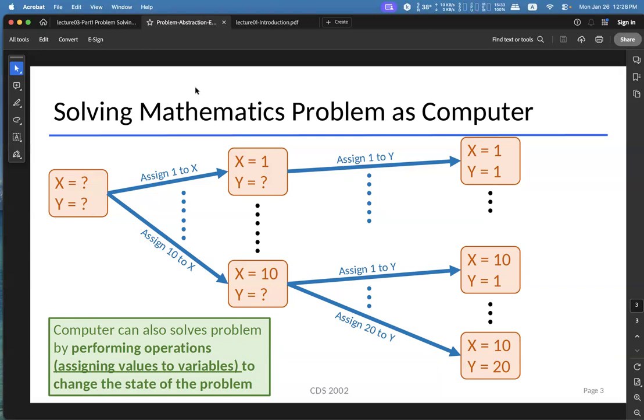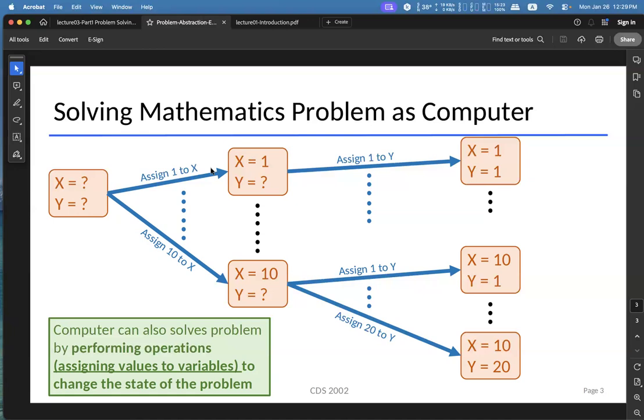Here we start off with a state where the X and Y values are not assigned. And then we try to assign a value to X. This assignment causes a change of the state, and as a result, we move to a new state. As you can see here, from this state to this state, the change is caused by assigning 1 to the variable X.